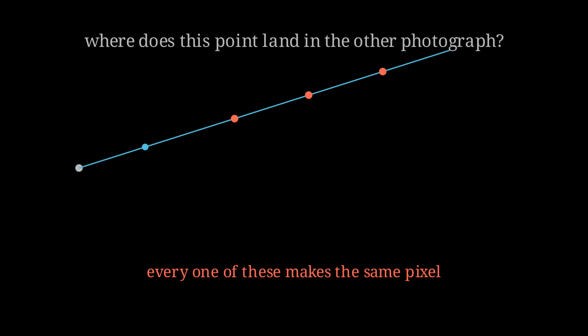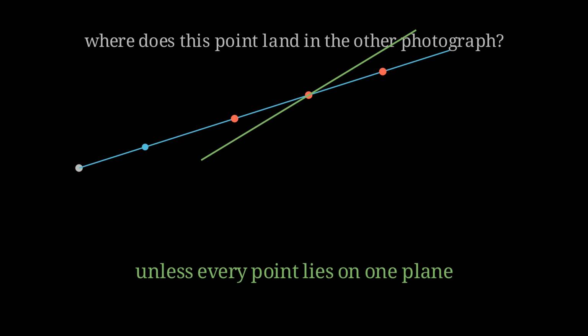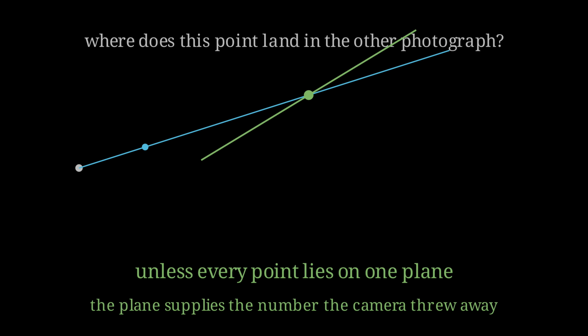Unless everything you care about is flat. A page has no depth of its own. Every point on it, every letter, every corner, lies on one single plane. And the moment that's true, the missing third number stops being missing. The plane itself tells you what it was. So the impossible map becomes a possible one.